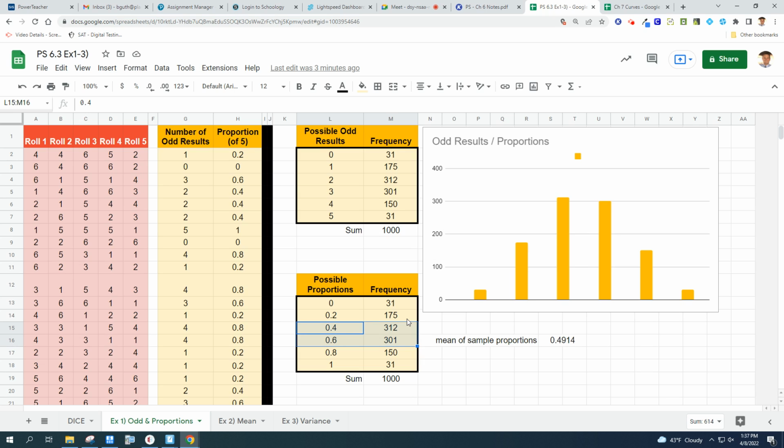Earlier, we found that the proportion was supposed to be 0.5, right? 3 out of 6 was 0.5. And that's exactly what this says. Most of these numbers are going to be around 0.5. That kind of hints that the mean is 0.5. So that's what I did right here.